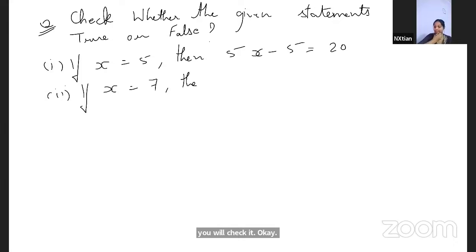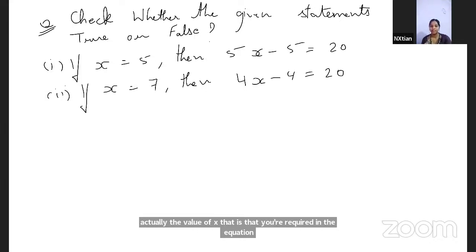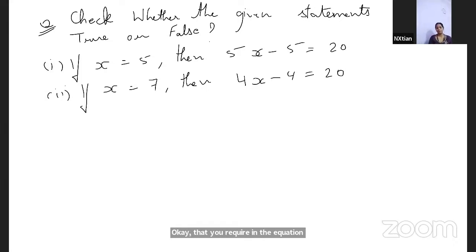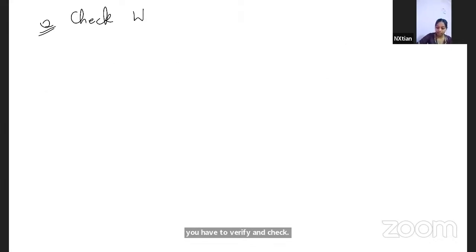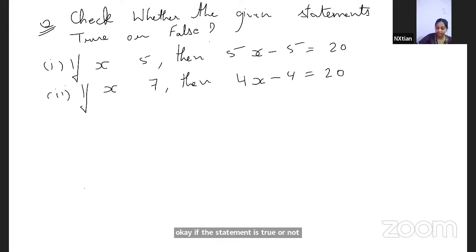If x equals 7, then 4x minus 4 equals 20. You have to do the verification here and check if your value of x is actually the value of x that you require in the equation. You have to verify and check if the statement is true or not. First, you all finish it, and then in the end, we'll discuss.